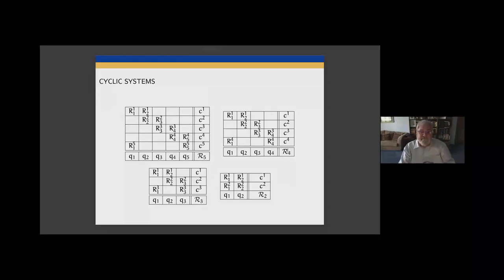So here are cyclic systems of rank 5, 4, 3, and 2. This system is never considered within physics, but it is quite prominent in behavioral sciences because it actually describes a very important so-called question order effect in the decision-making area. And the prominence of these systems is obvious.